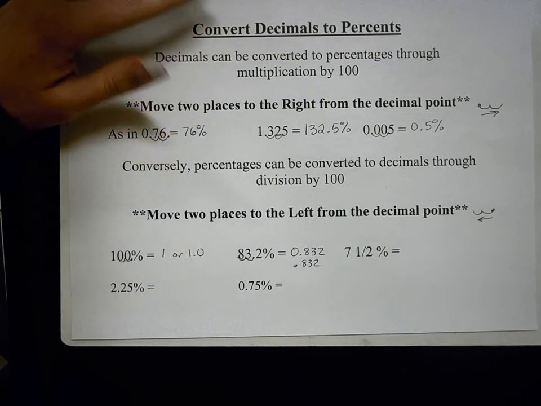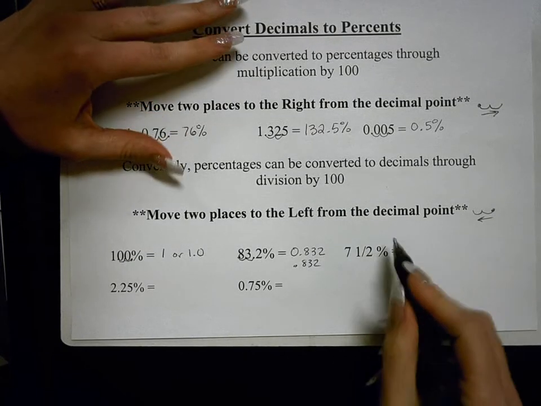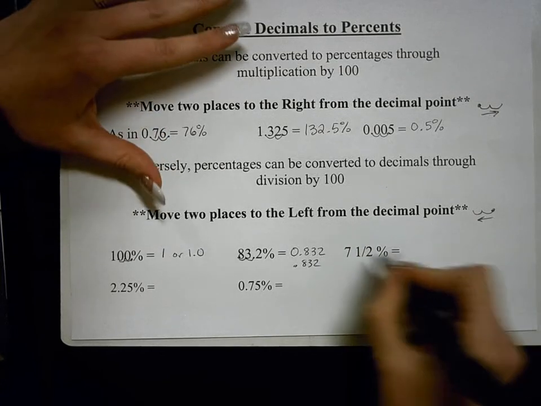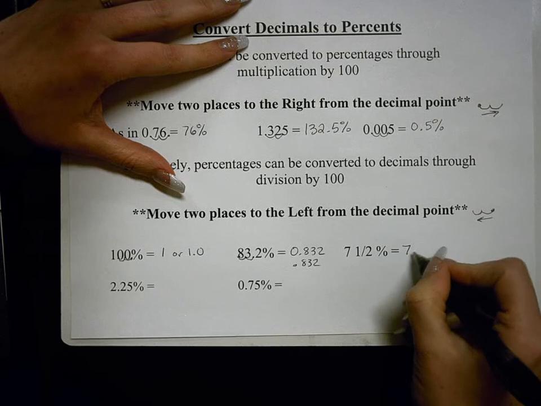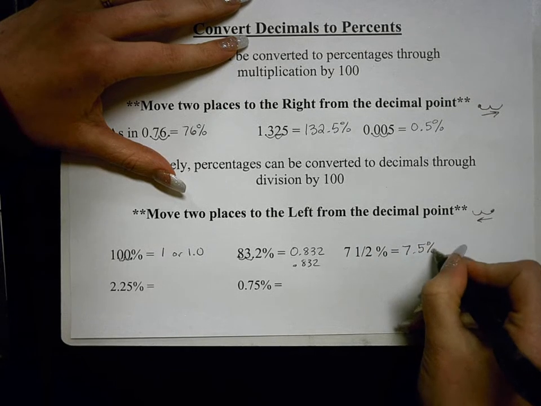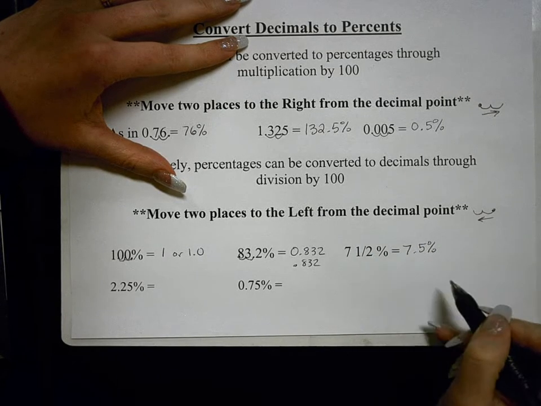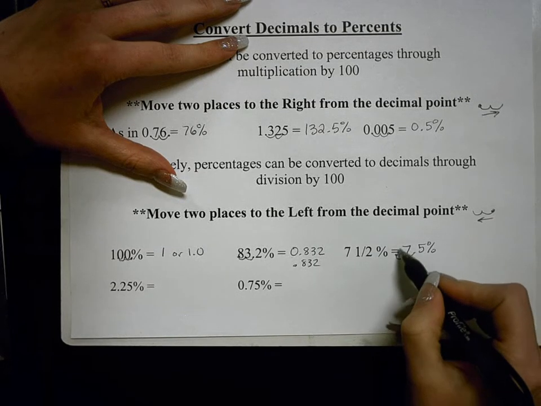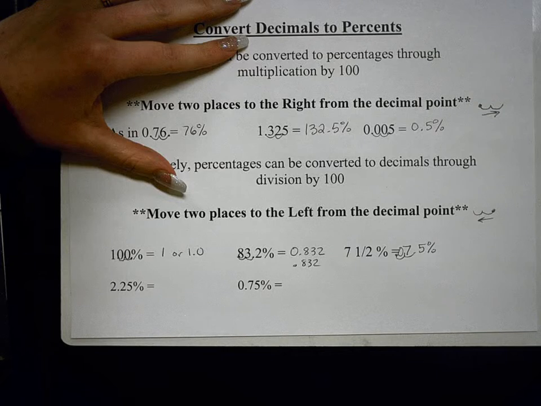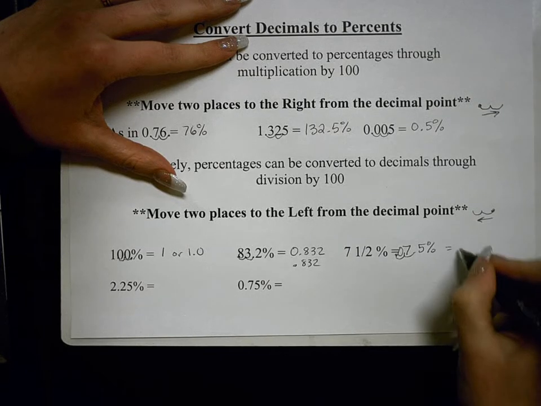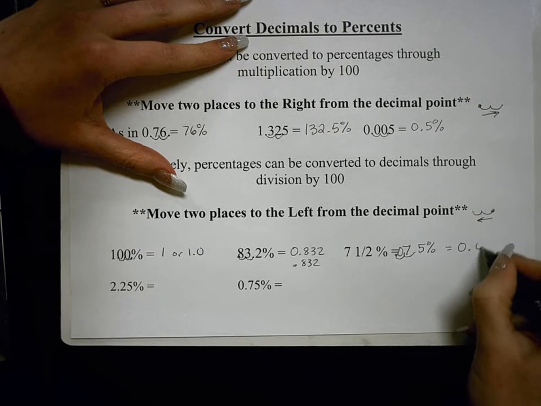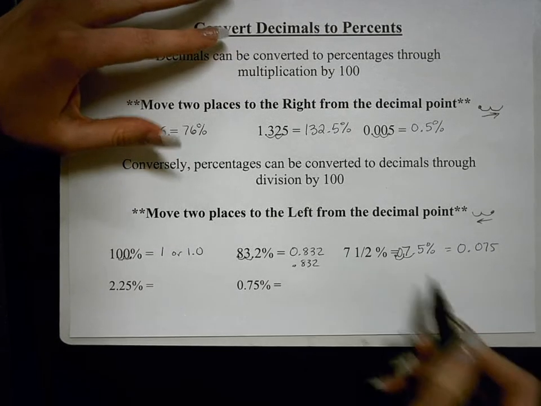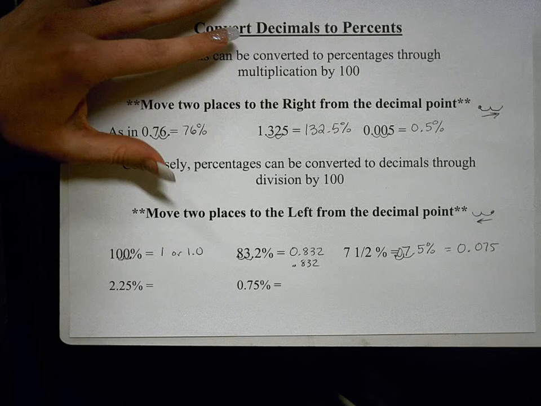Now, 7 and 1/2 percent, if you see anything like this, the first thing you have to do is convert this 1/2 to a decimal. Now, 1 divided by 2 is 0.5. So 7 1/2% is the same thing as 7.5%. And then to convert this to a decimal, we're going to move 2 places. So that's 1 place, 2 places. Now, there's nothing here, so we're going to add a 0. So this ends up being 0.075 as a decimal. So 7.5% is the same thing as 0.075.